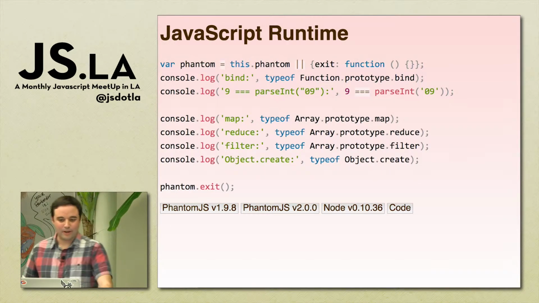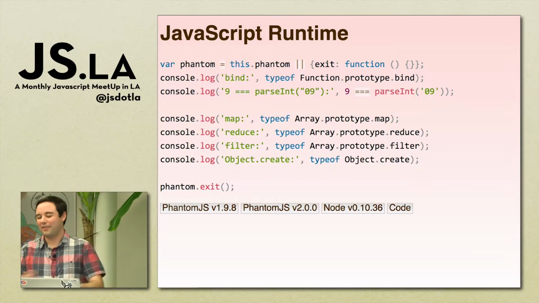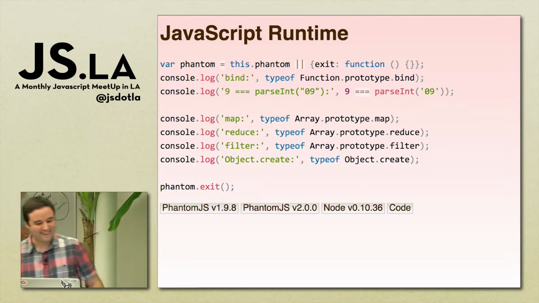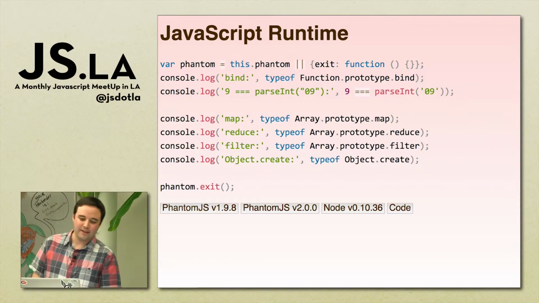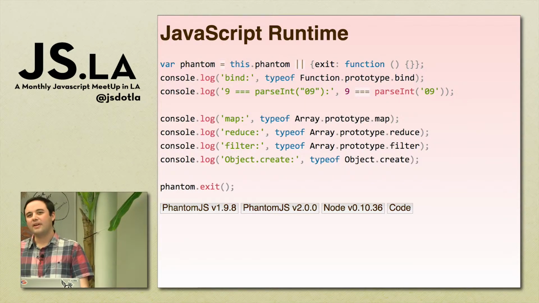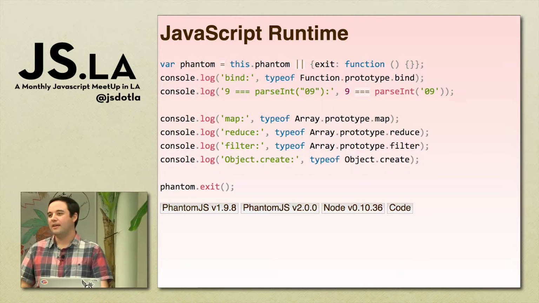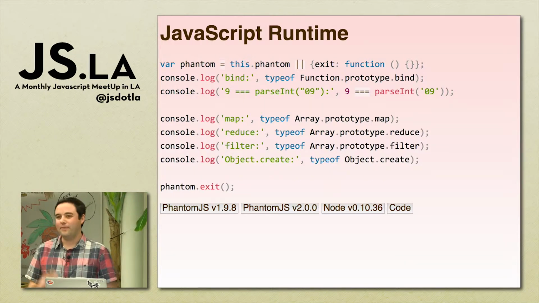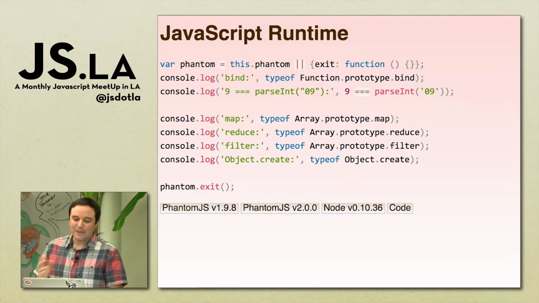Same thing with 2.0. So that's it for the C. There's not going to be any more C in this talk. So let's talk a little bit about the runtime when you're actually running it. With 1.9, it's mostly ES5. A lot of the arrays have map and filter and reduce and all that you would expect. You have Object.create. But some things are missing.